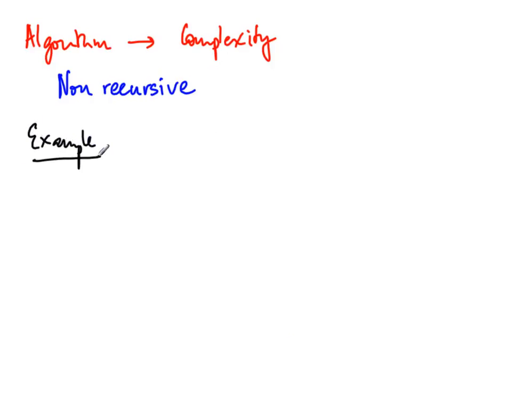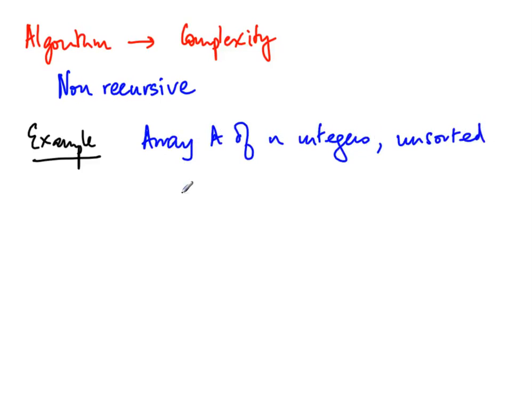is that we are given an unsorted array A of n integers, and what we want to do is find the largest value in A, not necessarily the position. We can get the position also, but we just want to find the largest value.